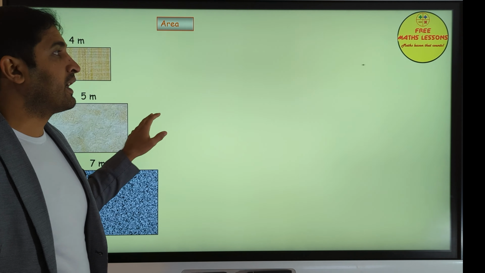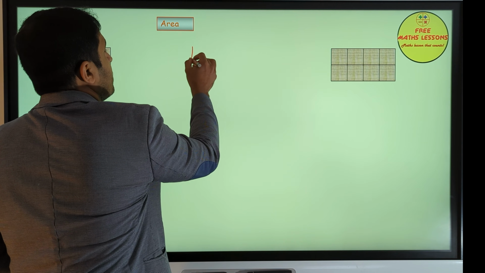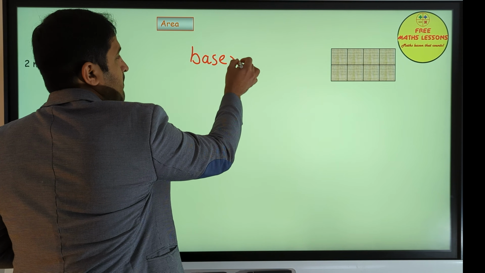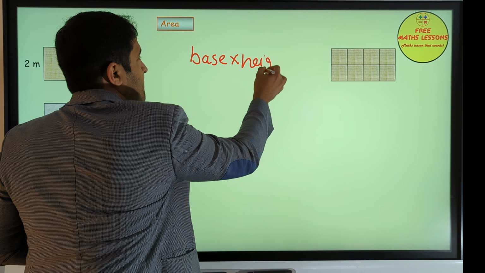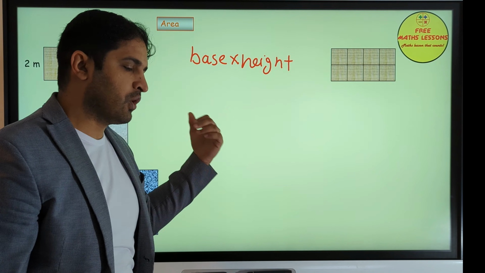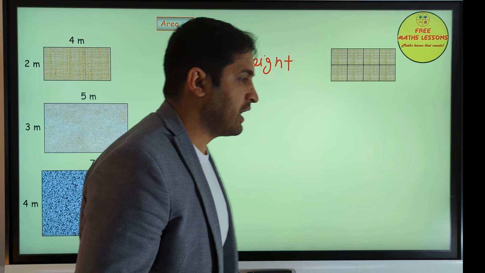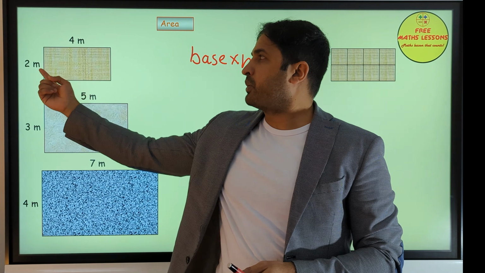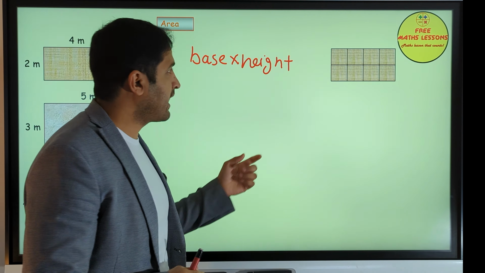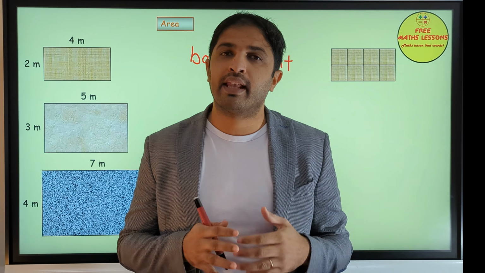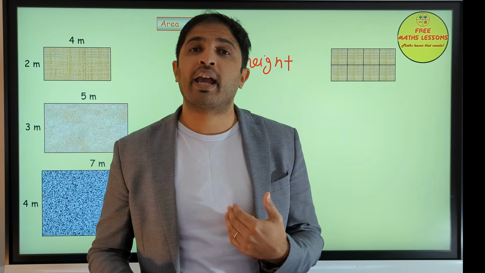So generally when you're working out the area, it comes from base multiplied by the height. You've got a couple more questions here, okay, that you can work with. Here, 2 meters by 4 meters. The length and the width of the rectangles, the length and the width of any shapes, to work out the area.